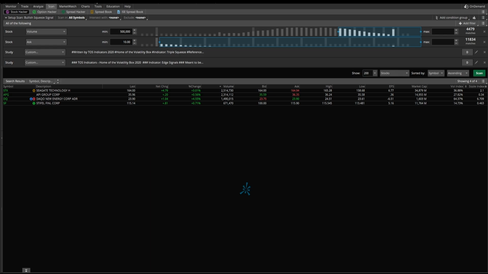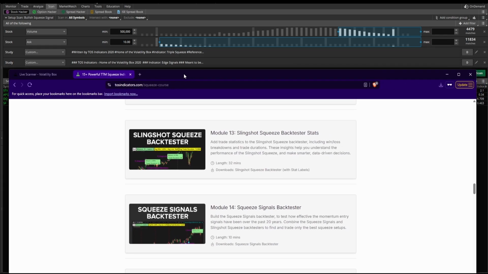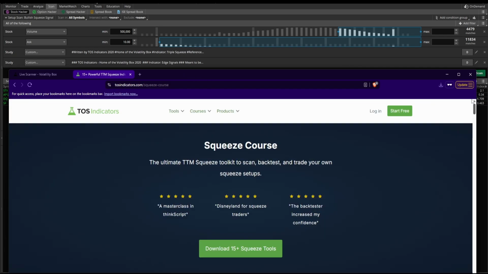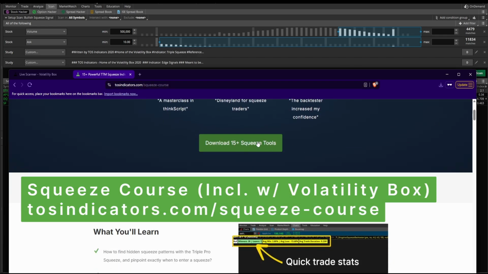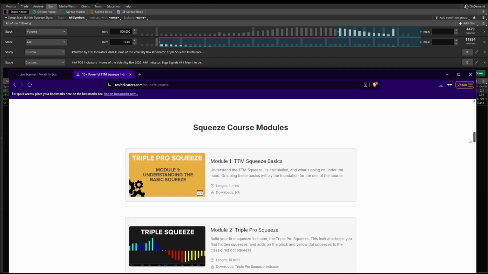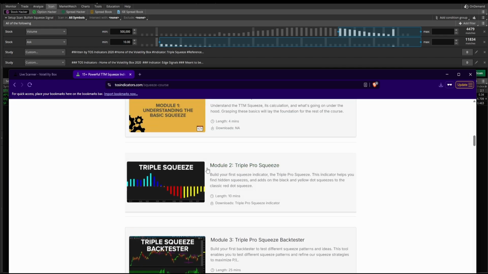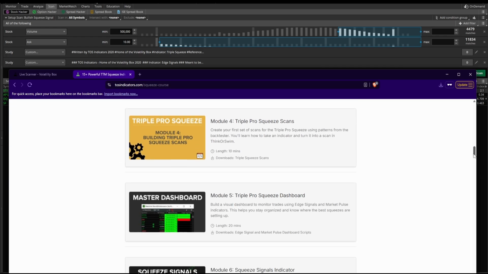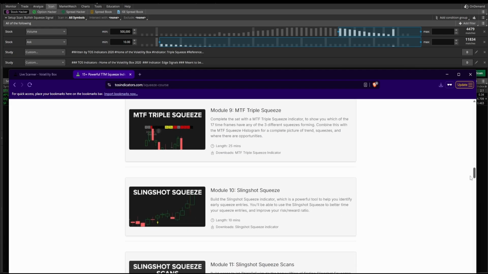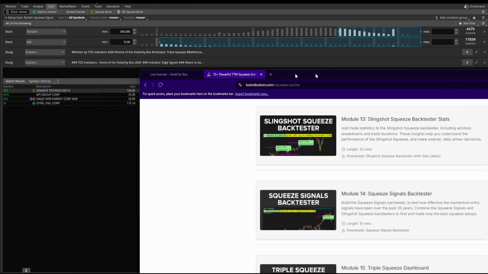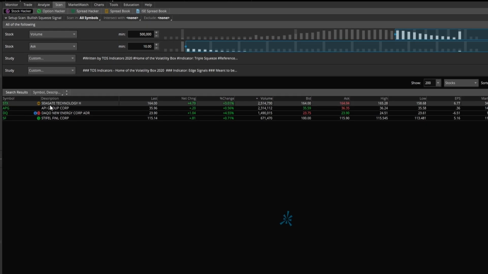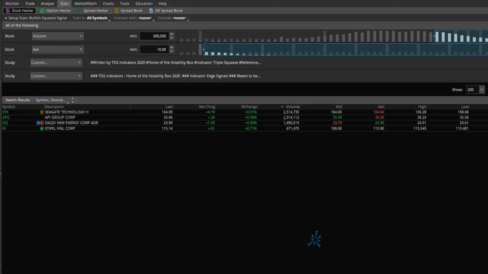Now, the first step is running the scan. This is what got Seagate on my radar along with 3 other stocks. This is our squeeze signal scan. For all of our Volatility Box members, just head over to tosindicators.com/squeeze-course. And there, if you click download squeeze tools, you'll get all of the tools that I talk about in today's video. Specifically, we're going to be using the tools from modules 2, 6, and 14, the squeeze signals backtester. Now, if I start first with the squeeze signals scan, we had 4 different results that showed up.